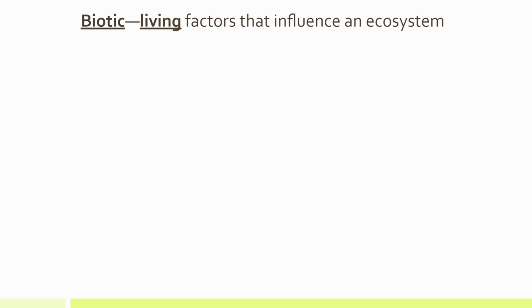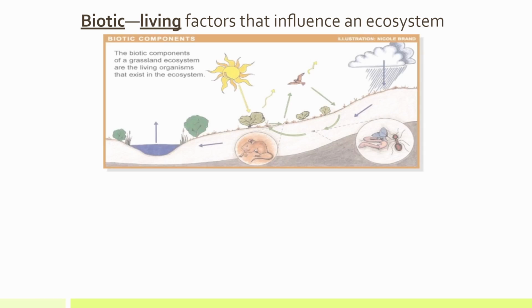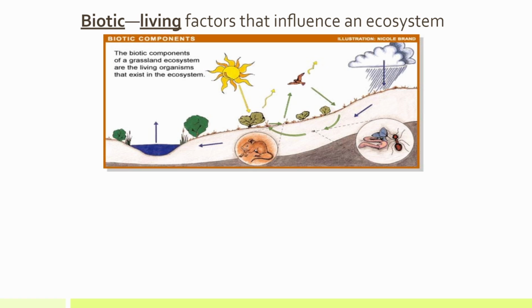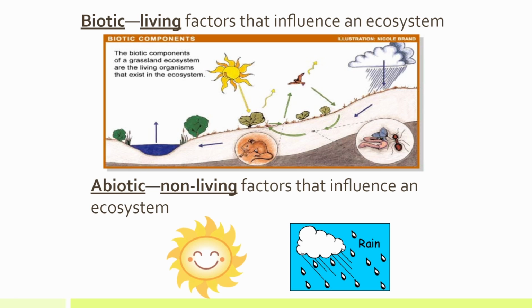So things that are biotic are living factors that influence an ecosystem. Things that are abiotic are non-living. So here are some biotic components. We're looking at different species that incorporate themselves into an environment. They inhabit different habitats, and they all have or play their own role or have a niche. Abiotic, again, is non-living, and these are factors that influence an ecosystem, like weather, things like amount of rain and amount of sunlight.